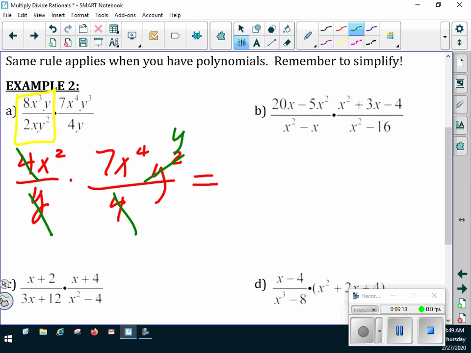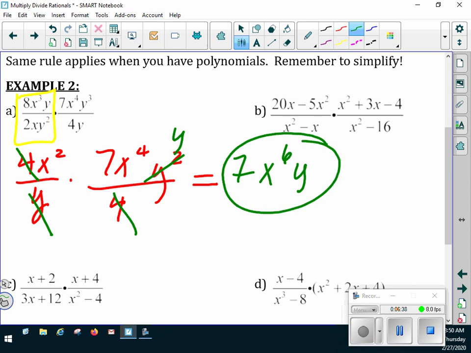Good. When I multiply like bases, what do I do to the exponents? You add them. 7x to the 6th y. I don't have anything over it, do I? Just divided by 1? There you go.